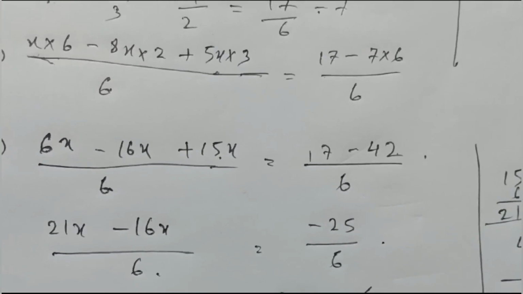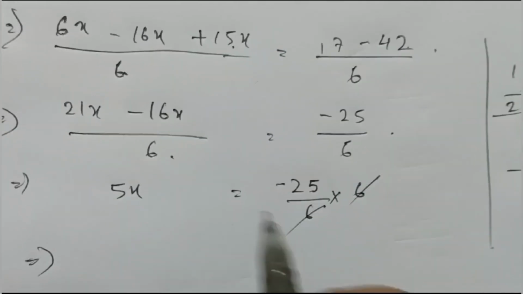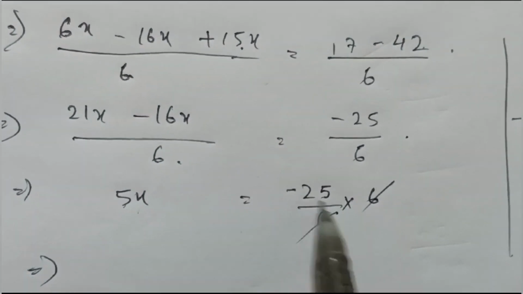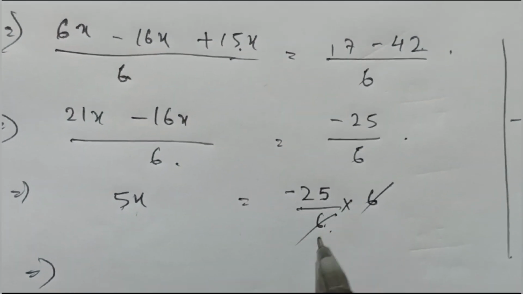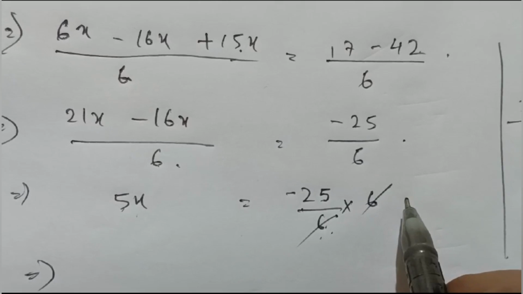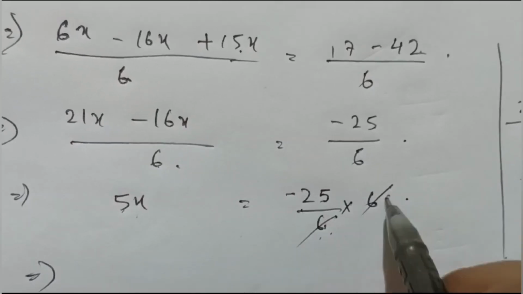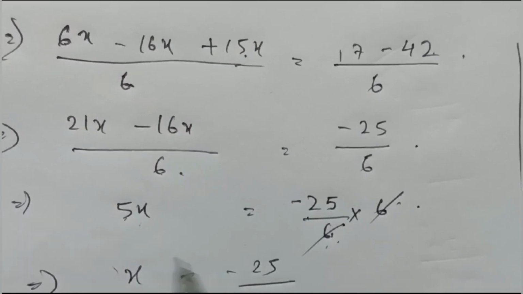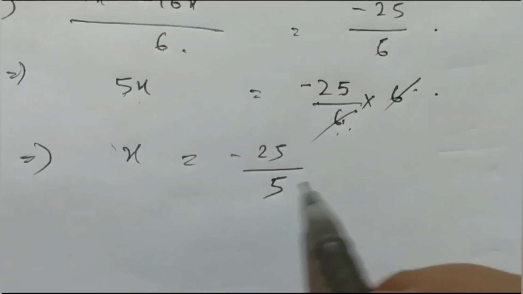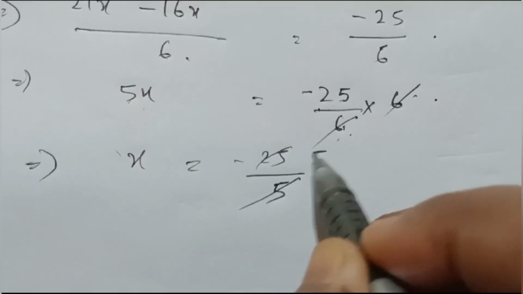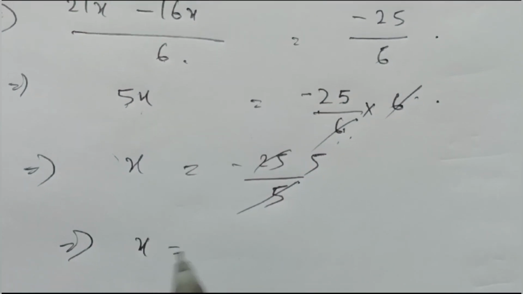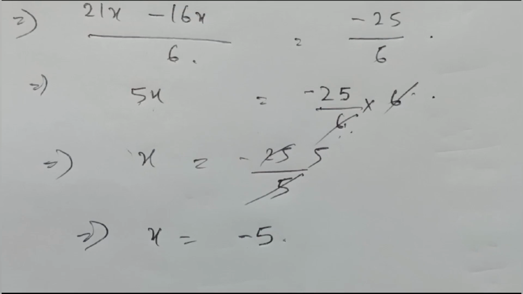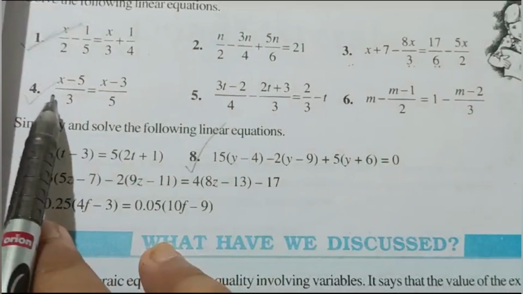6 is cancelled out. See here, 5x, we got minus 25 by 6, then this 6 we brought here, then this one will become 6x, this 20 minus 25, this 5 will come down here, the answer 25, then x, the answer is, how much did we get? Minus 5. Now let us do question number 4.